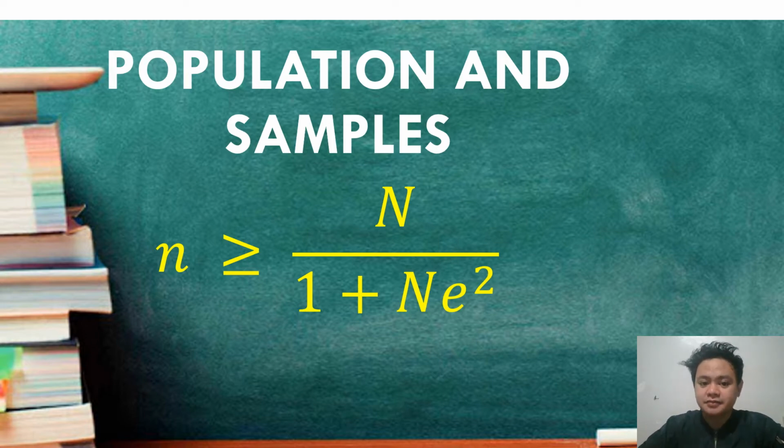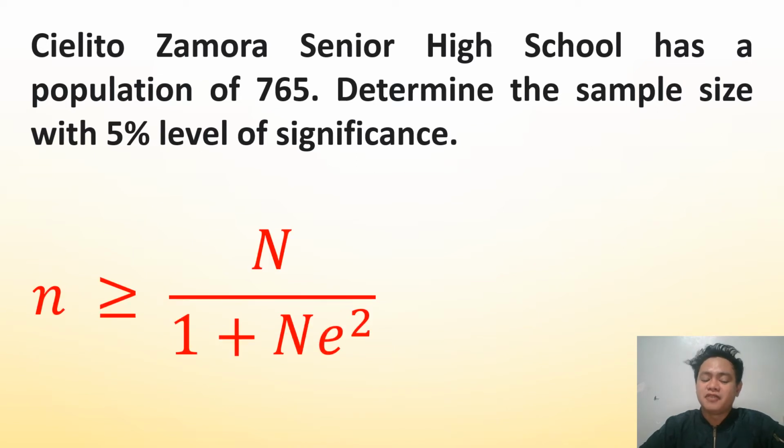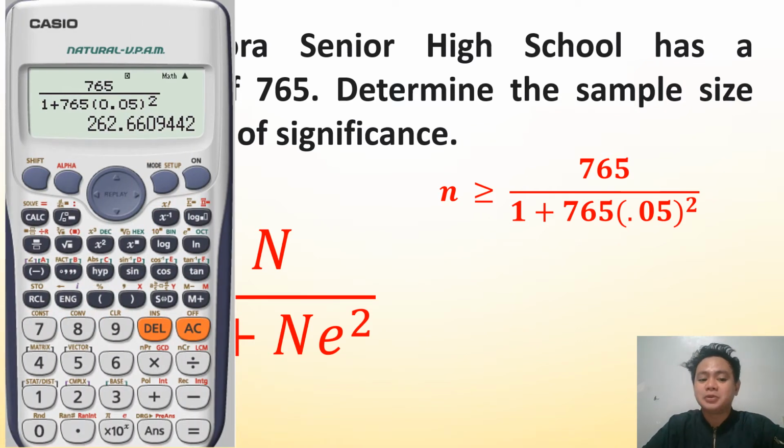Let me give you an example. Chilito Zamora Senior High School has a population of 765. Determine the sample size with 5% level of significance. So using the formula, n is greater than or equal to N all over 1 plus Ne squared. So substitute the given. We have 765 as population size. So therefore, using your calculator, we have 262.66 or simply 263. Take note that you must express the percent into decimal. Okay?